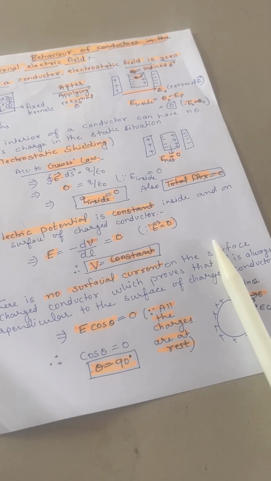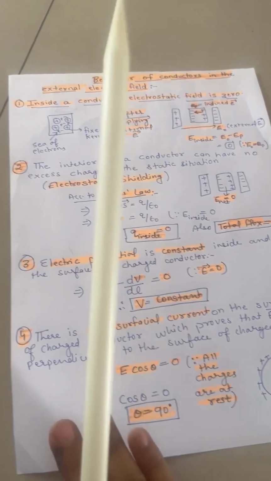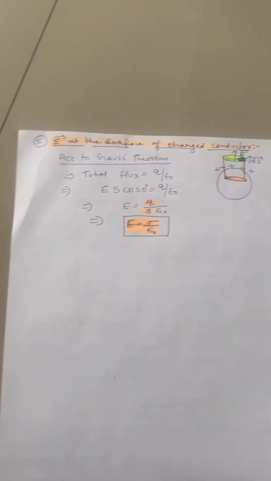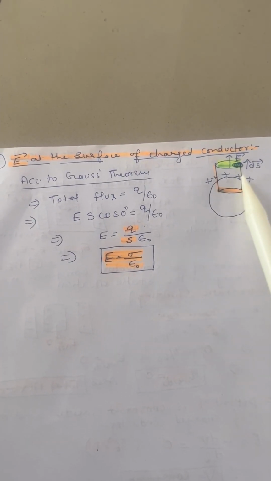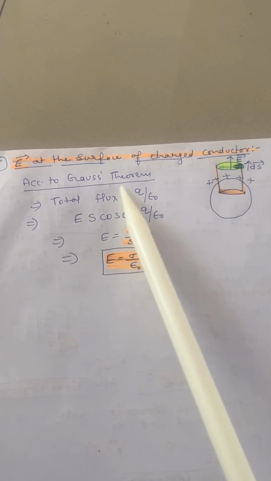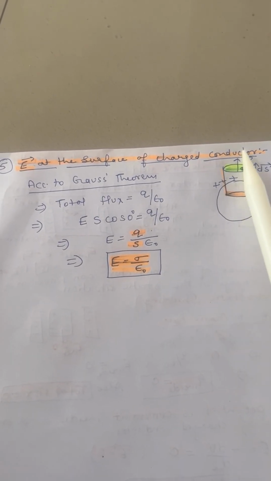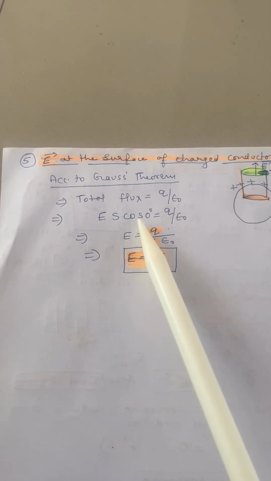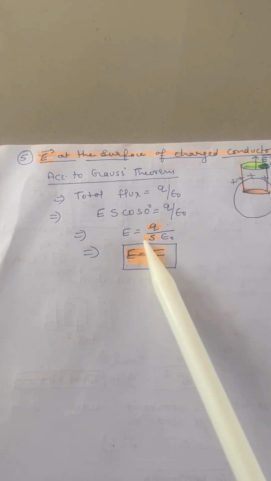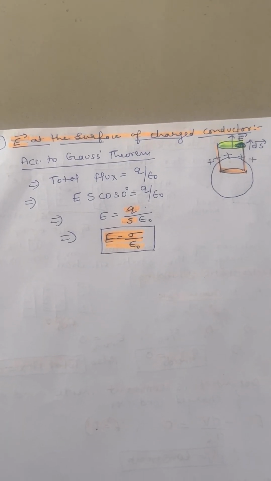E cos theta component is 0, which makes theta 90 degrees, which proves that there is no surface current on the charged conductor. And the electric field due to a charged conductor can be calculated with the help of this Gaussian surface. As shown, total flux is equal to q by epsilon naught, and the electric field is sigma by epsilon naught, as calculated. Thank you.